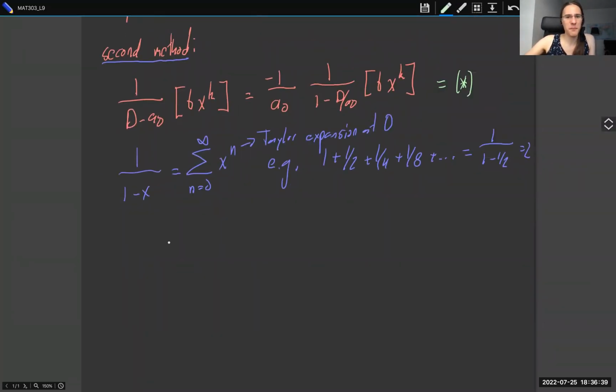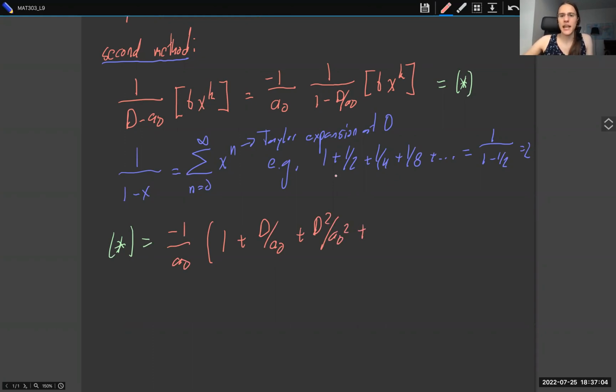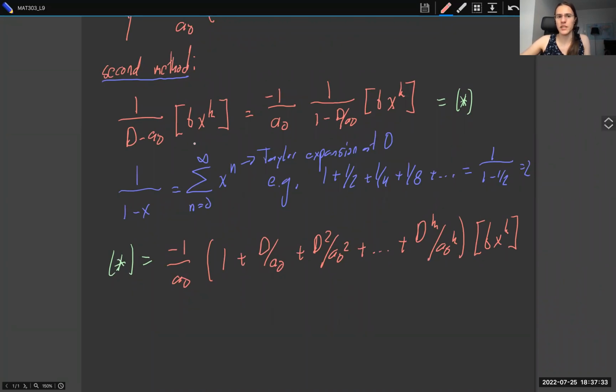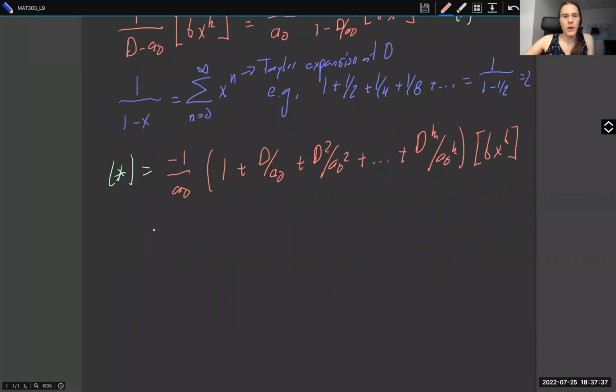So the most ridiculous thing that we could possibly do is say that this is equal to negative 1 over a naught times 1 plus D over a naught plus D squared over a naught squared. And then the thing is that this is an infinite series, but we're applying this to a polynomial which has a certain degree, so only the derivatives up to the kth order are going to matter. So as far as calculating this is concerned, we only go up to a certain order. So it was very important that we were applying this inverse operator to something that was a polynomial, in other words.